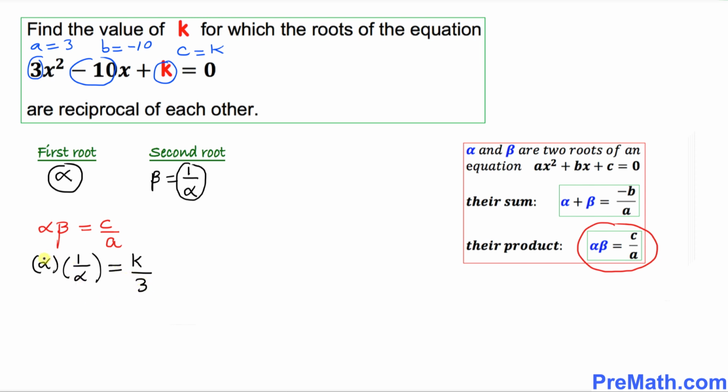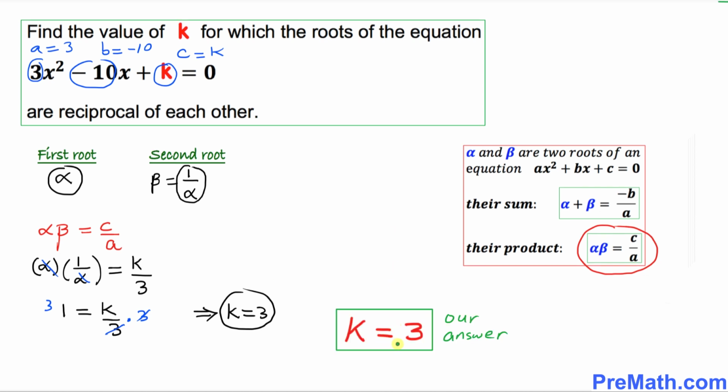Now let's simplify it. See, right now alpha and alpha, they cancel each other out. This simply reduces to 1 equals k over 3. Now we want to isolate k. I want you to multiply by 3 on both sides. This 3 and 3 cancel out. So we simply ended up with k equal to 3. So k equals 3 turns out to be our k value, and that is our answer.